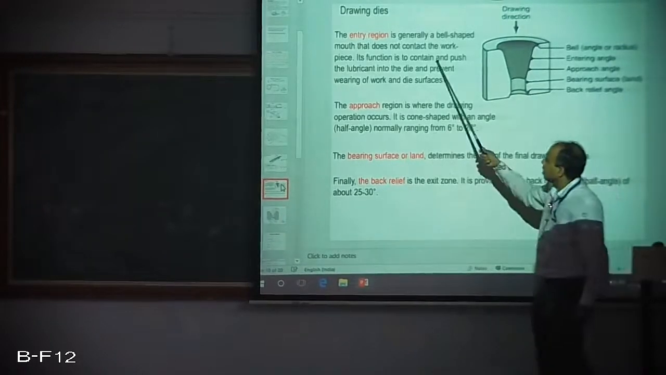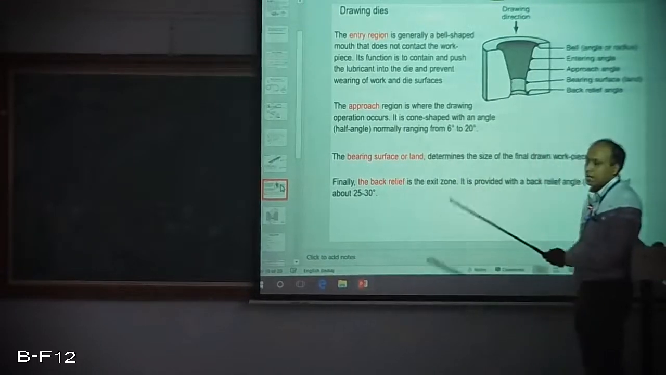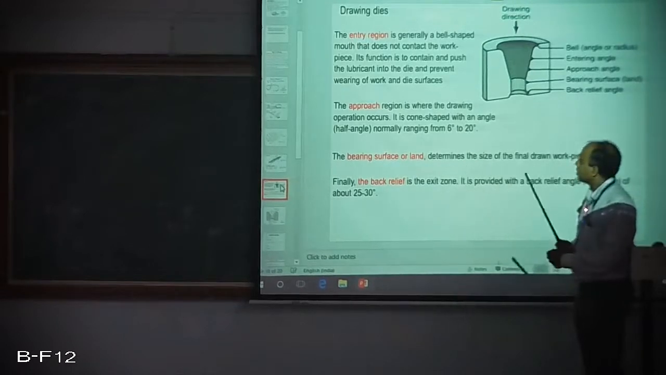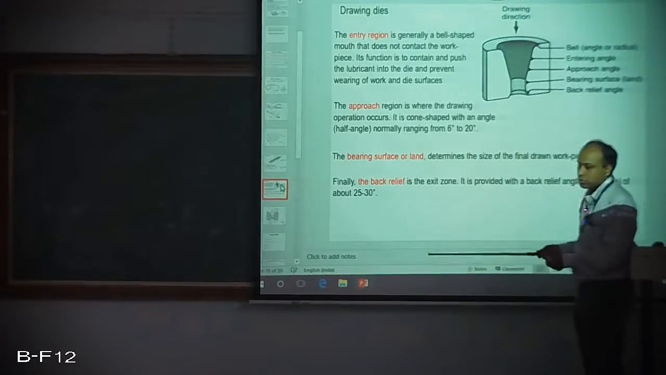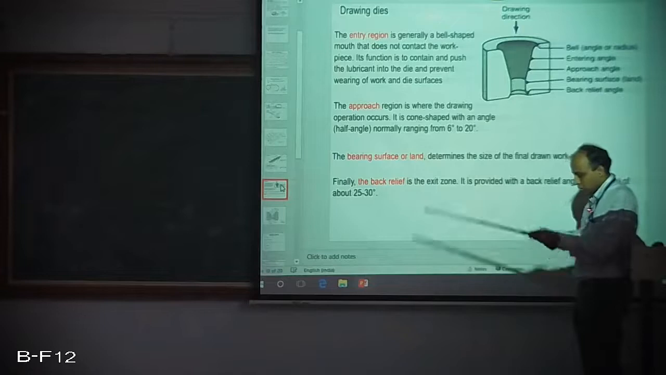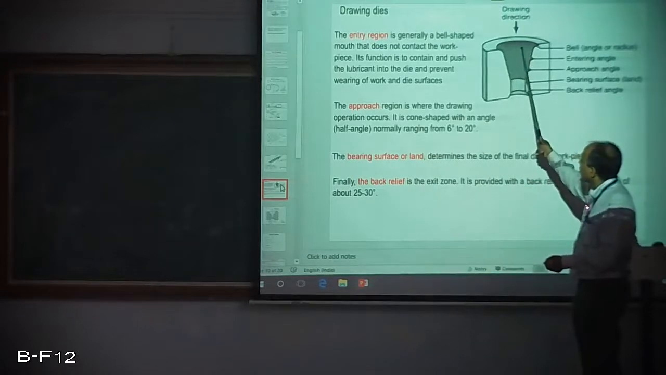First thing, it allows the lubricant to be drawn into the region where actual deformation is taking place, where actual drawing is taking place. That lubricant is very essential. It reduces the friction and unwanted work can be reduced. Even you will get a better surface finish if you are having proper lubrication. So to bring the lubricant, to collect the lubricant, this kind of bell shape is there at the entry section.